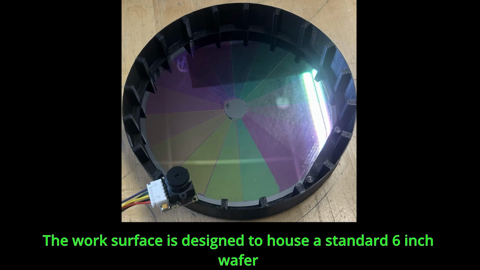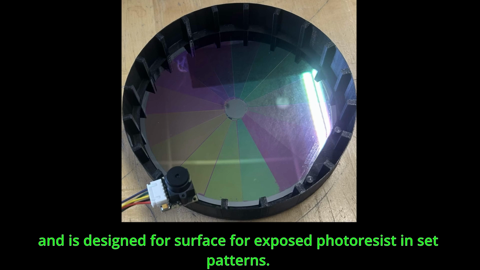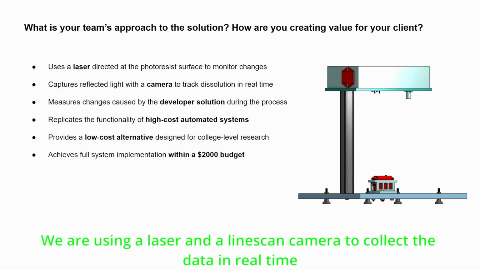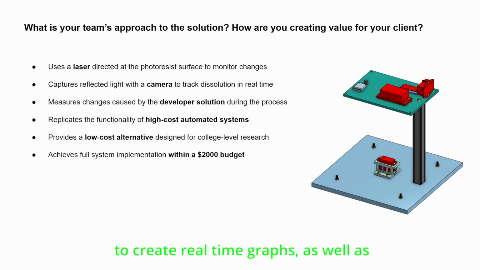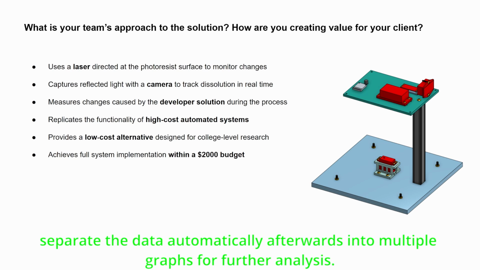The work surface is designed to house a standard 6-inch wafer, and this is designed for the surface of the exposed photoresist in set patterns. We are using a laser and line scan camera to collect the data in real time, to create real-time graphs as well as separate the data automatically afterwards into multiple graphs for further analysis.